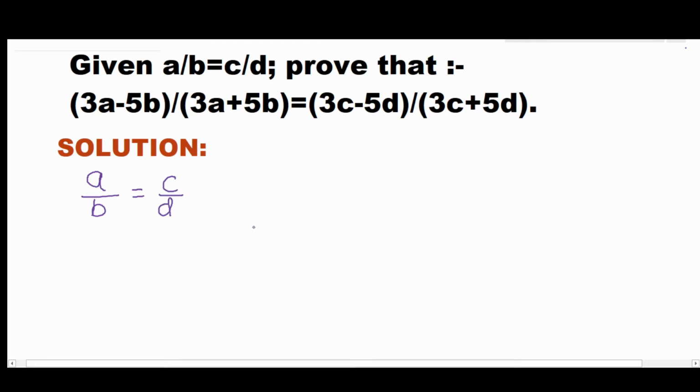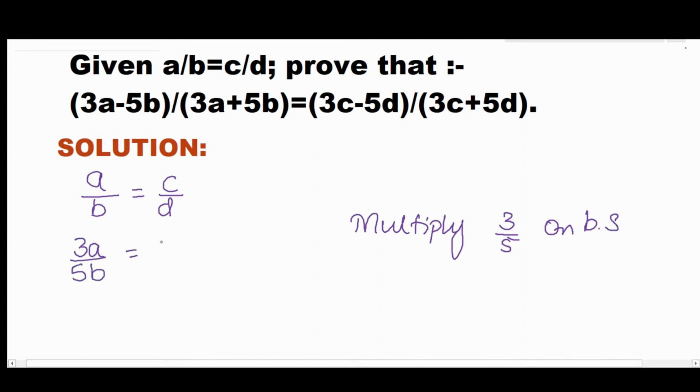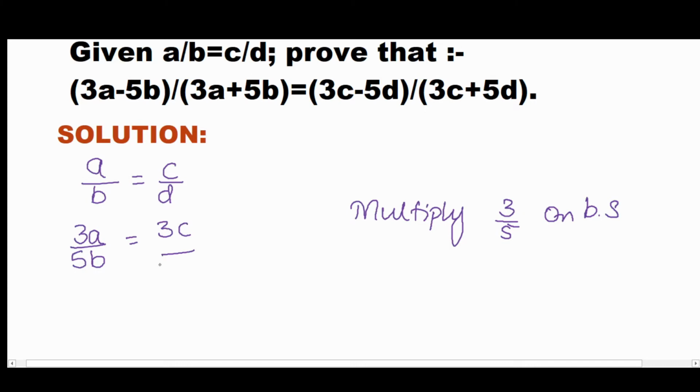So I need 3a and 5b. So what I'll do? I'll multiply 3 by 5 on both sides. So 3 being multiplied to numerator and 5 being multiplied to denominator. So what happens? You can see here, that is 3a by 5b is equal to 3c by 5d.